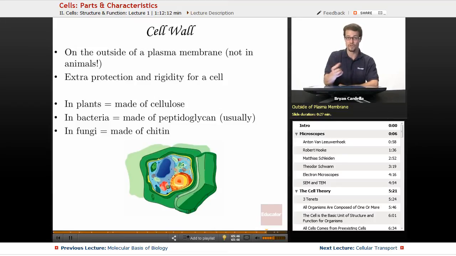Fungal cells have their own cell walls. Bacterial cells have cell walls made of different material. So it's extra protection and a rigidity for the cell. It helps them keep a certain shape.